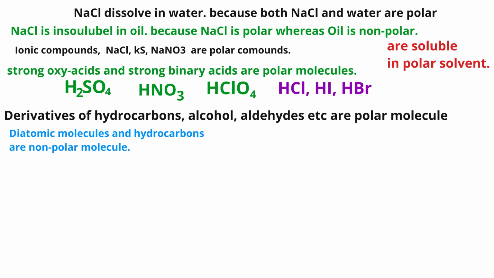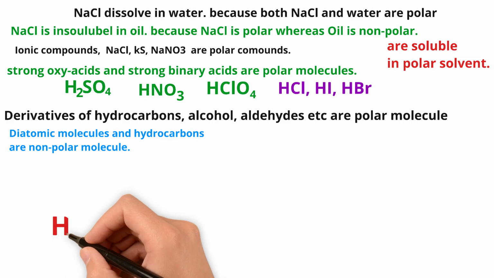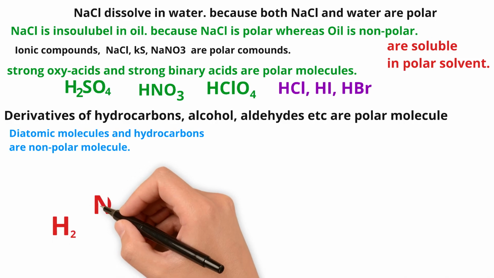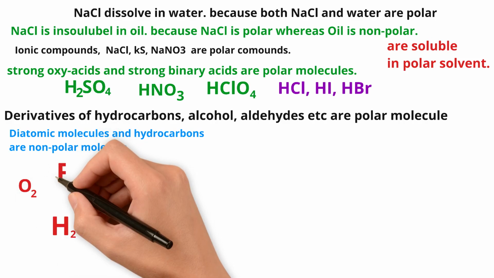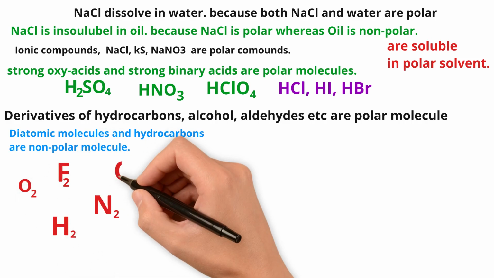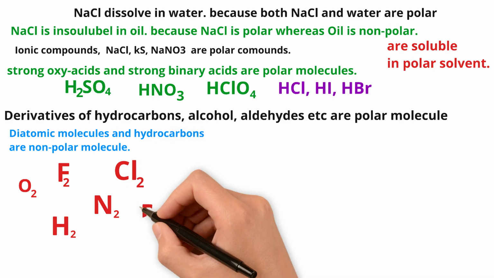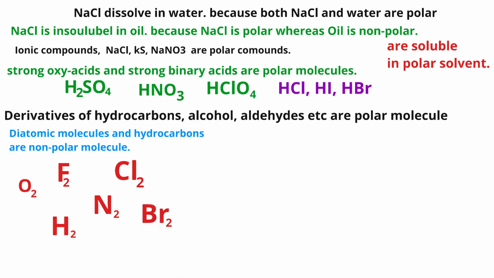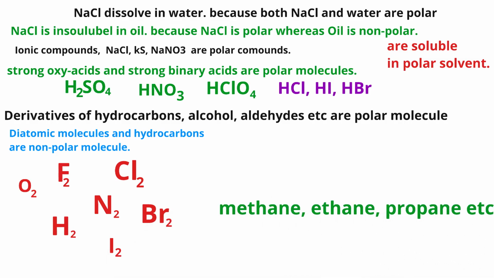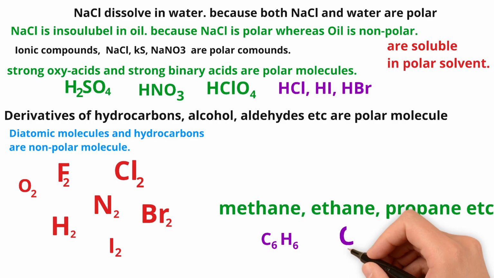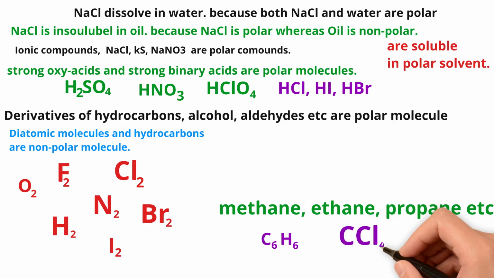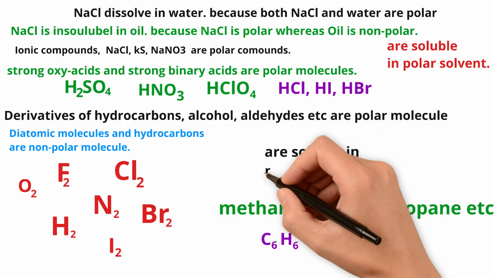But diatomic molecules and hydrocarbons are nonpolar molecules, such as hydrogen molecule, nitrogen molecule, oxygen molecule, fluorine molecule, chlorine molecule, bromine molecule, and iodine molecule. Methane, ethane, propane, and other hydrocarbons, benzene, and carbon tetrachloride are all nonpolar molecules. Therefore, they are soluble in nonpolar solvents.